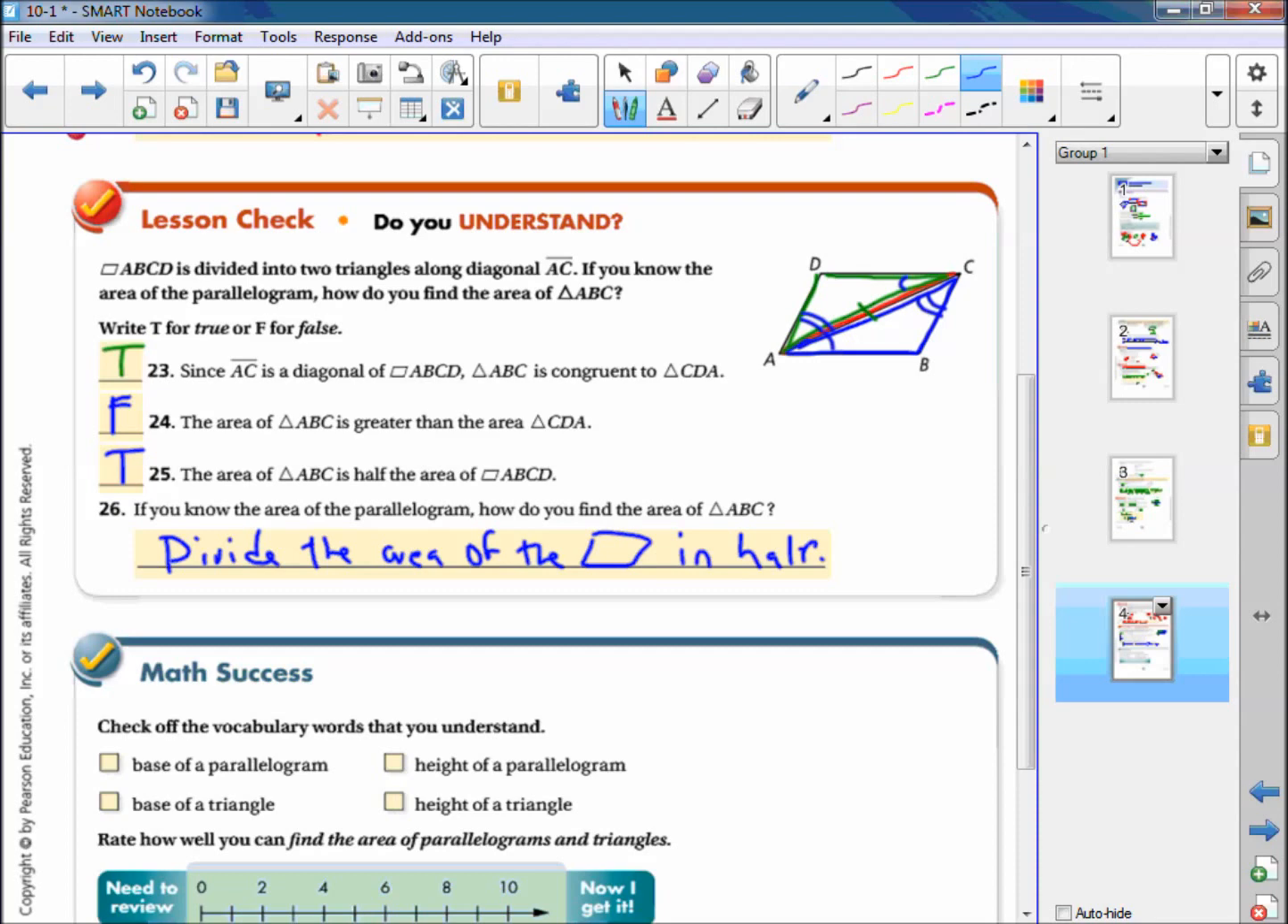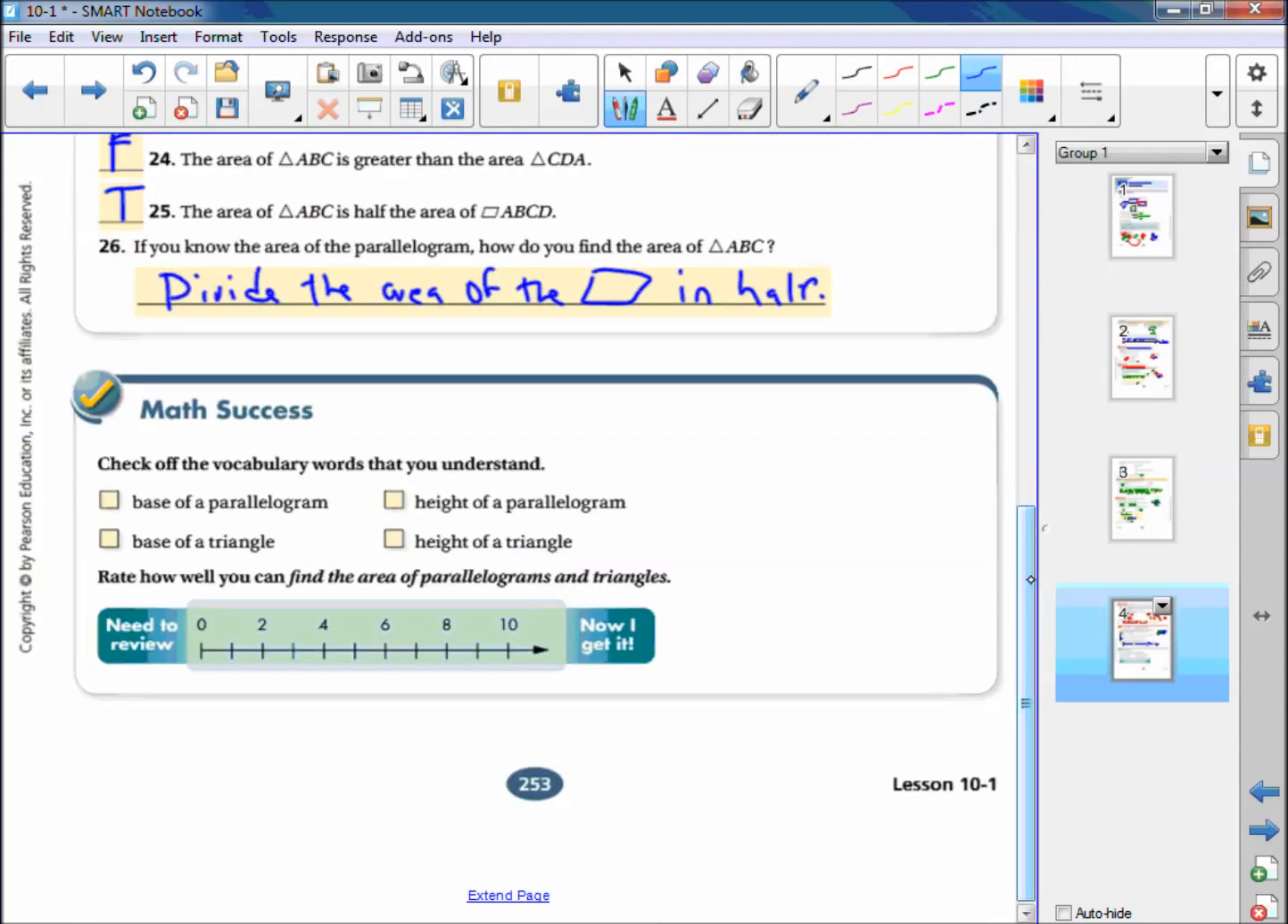Okay. All right, so this completes our lesson. Check off the vocabulary words that you understand. Hopefully you get the idea of the difference between base and heights, okay, and how to find them. Remember to look for the right angle. And you should be pretty good at finding area of parallelograms and triangles. This is not new material. We might do some trickier questions than what you learned in Math 8 or Math 7, but still the same material. All right, I'll see you in class next time.